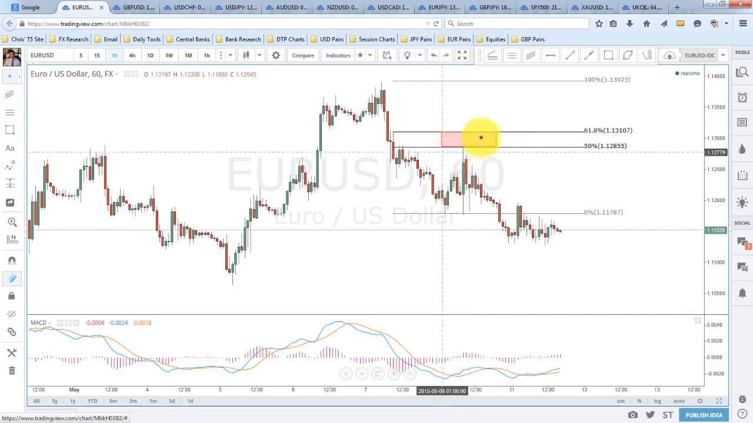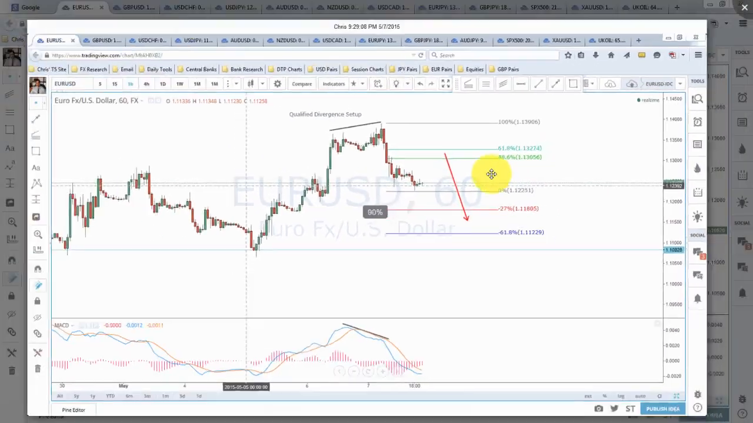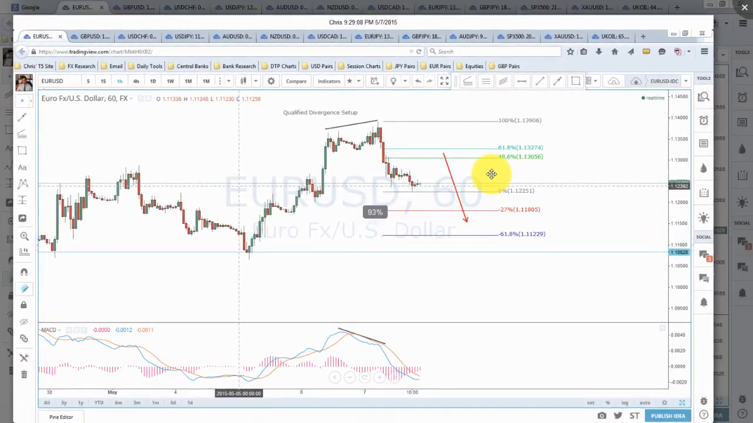But in this example, let me go back to our daily trade plan chart for May 7th. I'm just going to bring that over here and show what we had. So this is what we had on the 7th. You can see here, this is a qualified divergence setup as well. This is something we'll get into in a little while. This is a very specific trading setup that we do trade.